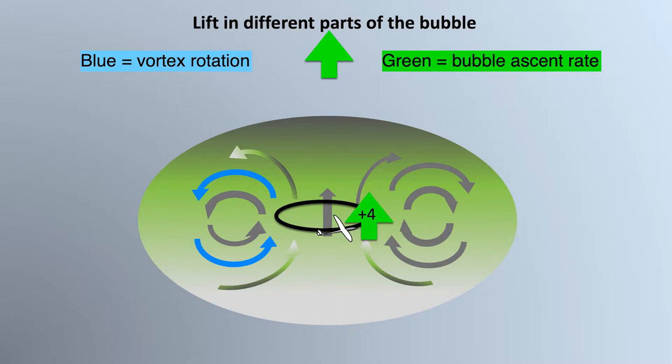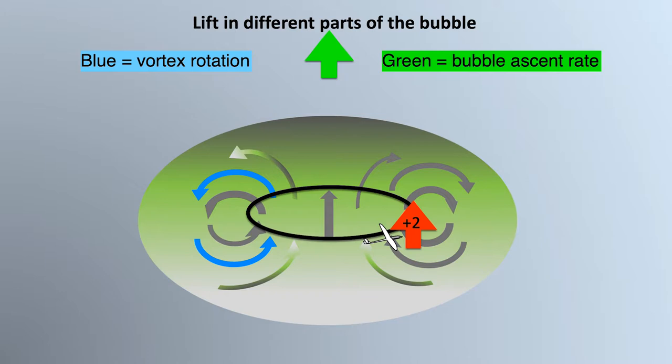Lift in different parts of the bubble then. The blue shows the vortex rotation and the green is the bubble ascent. Of course, here we are, cored in our thermal, climbing quite happily. We may even rise towards the top of that little vortex. If, however, we don't use 45 degrees of bank and turn a little bit wider, we're going to maintain our position in the vortex.